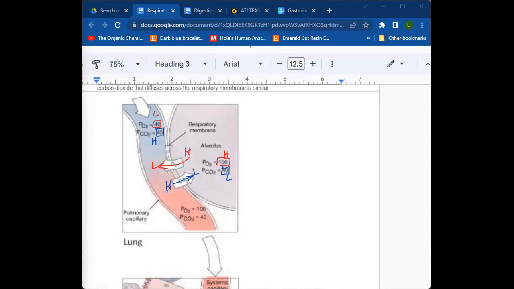And it's because of the difference in the concentrations. Like I said, because this is moving from high concentration to low concentration without the help of a protein, that's how we know that it's moving through diffusion. Okay, so now let's talk about the factors affecting the rate of diffusion.